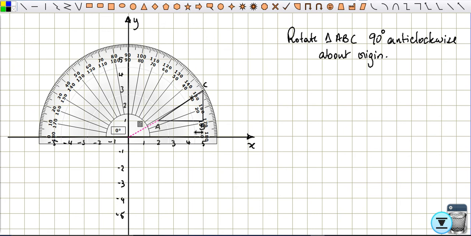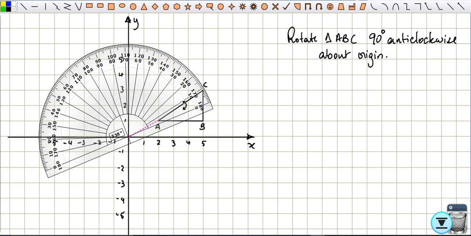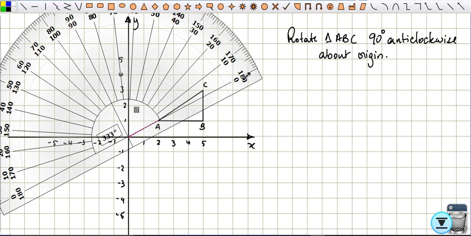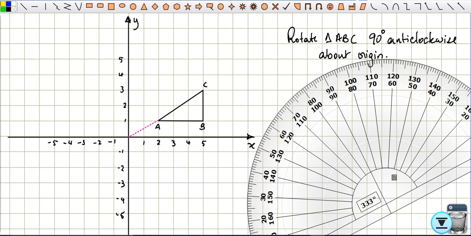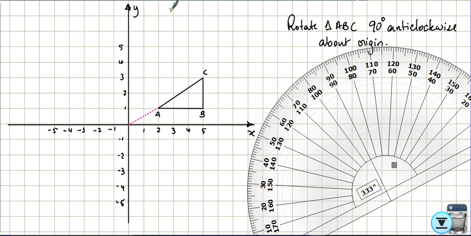I'm going to rotate the protractor until the 0 lies on A, and as we can see here, the 0 lies exactly on A. A rotated 90 degrees anti-clockwise, this is 90 degrees. So from 2, 1, A will be on minus 1, 2. So this is A. This is A on minus 1, 2.